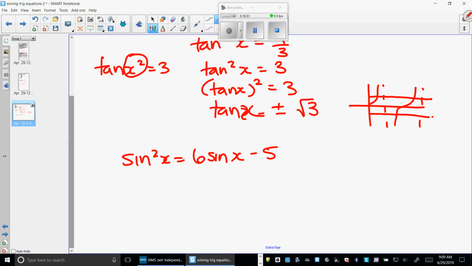So sine squared x, you've got a sine x, you've got a number. So that's in the format of what we would normally think of as a quadratic equation, yes? So how do we solve quadratic equations? It has to equal 0. So actually everything is going to be moved to the same side.